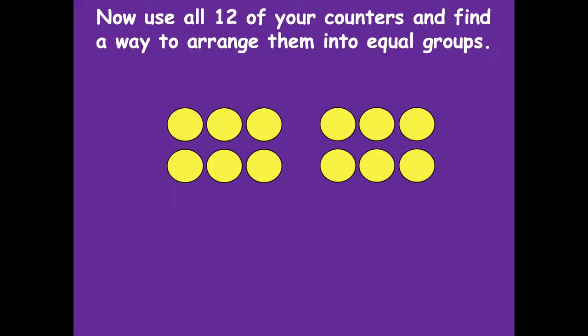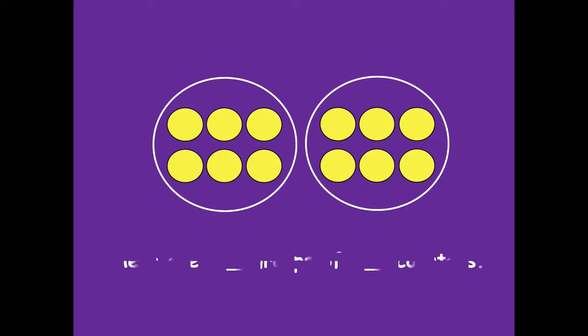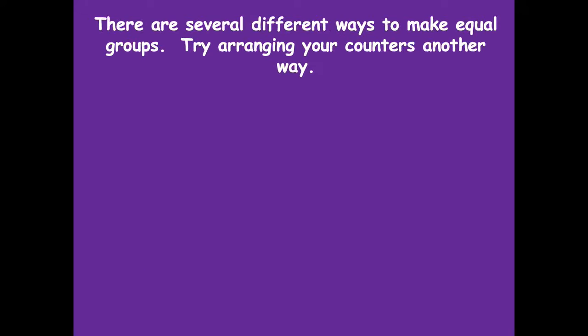All right, friends, so here's what I came up with. Here I have 2 groups, and how many are in each group? 6. So let's fill in this statement. There are 2 groups of 6 counters. You got it. So to describe my equal groups, I would say there are 2 groups of 6 counters. Okay, so there's several different ways to make equal groups.